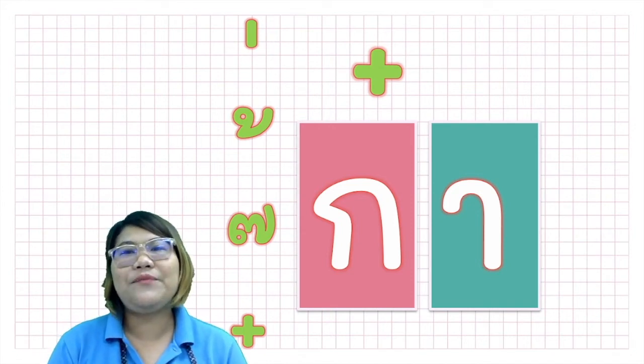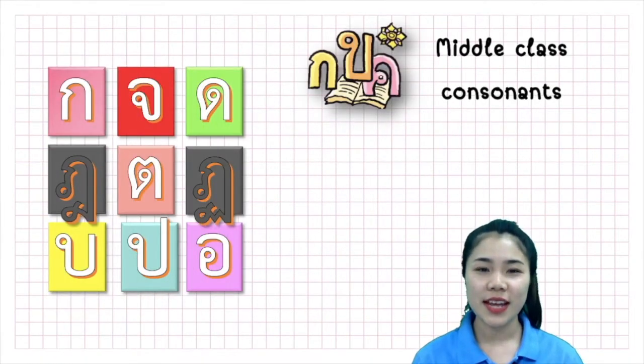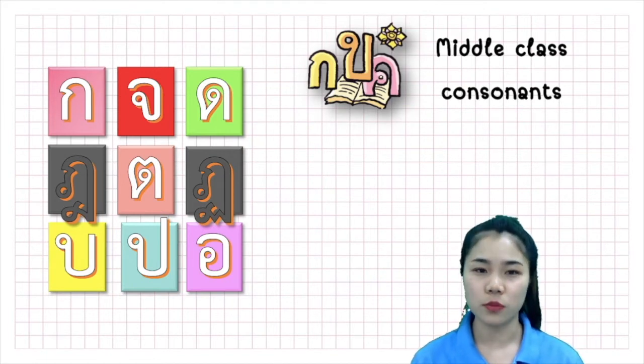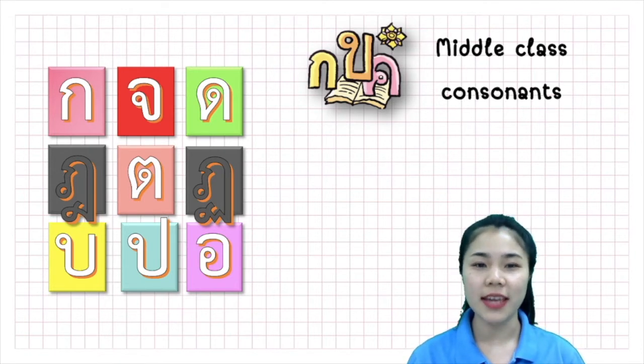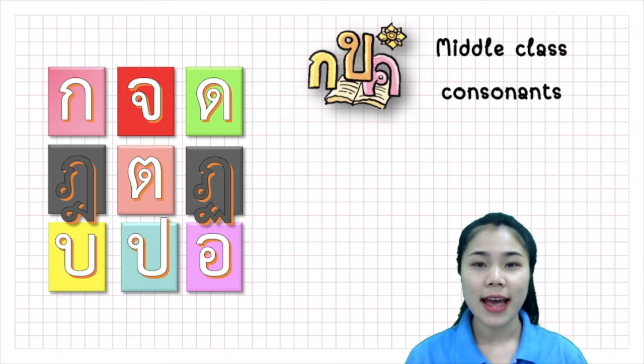Now let's move to the Thai consonants. Today we will start with middle class consonants with some vowels. Let's start with middle class consonants first. There are 9 middle class consonants in Thai. We will go through 7 of them today because these 2 consonants, the chada and to patak, are rare.